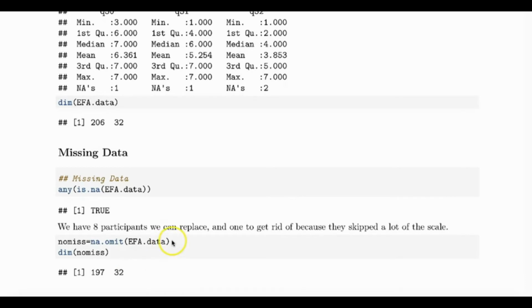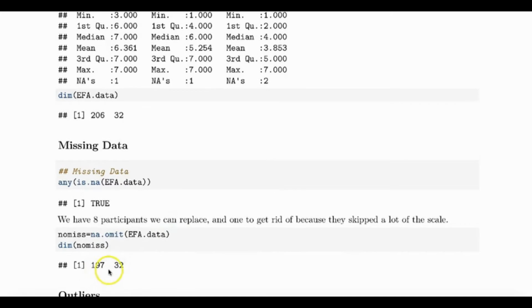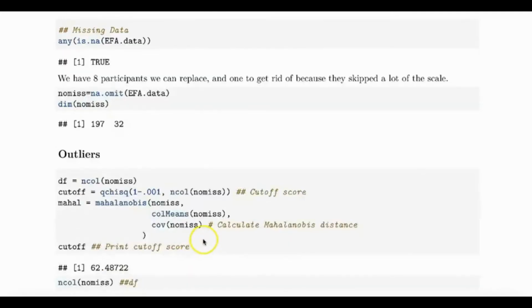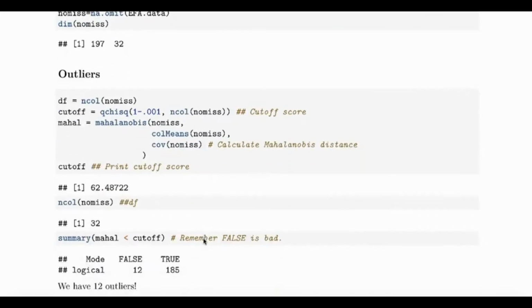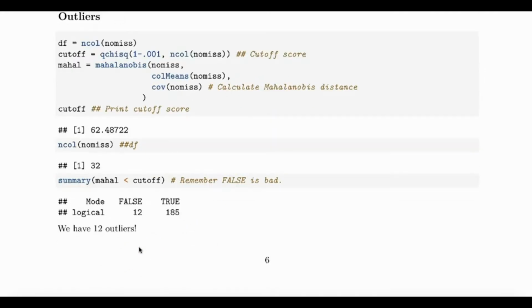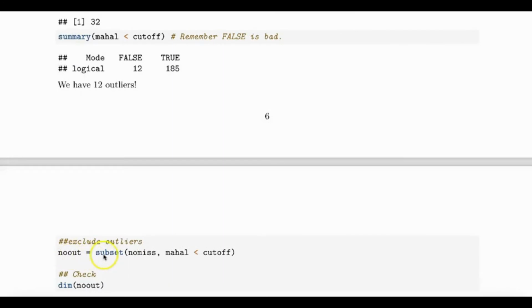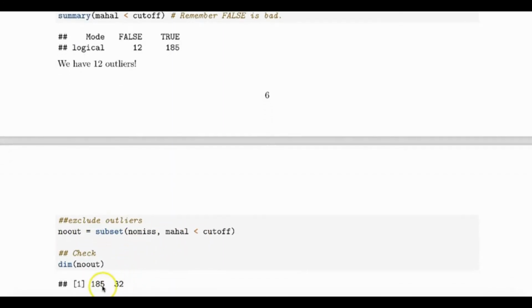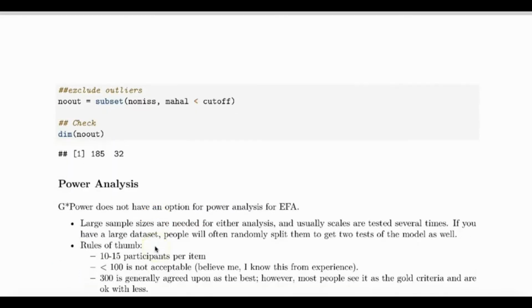The way I removed them was just using the na.omit. Look at my new dimensions. Now I look for outliers using my Mahalanobis distance code. Apparently I have 12 outliers and I need to remove them. The way I remove them is with the subset code, and these are going to be my new dimensions. So I'm down to 185 participants, the same number of variables.